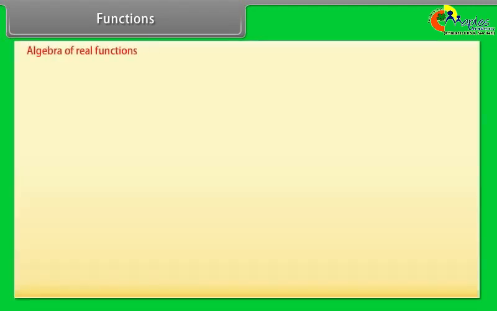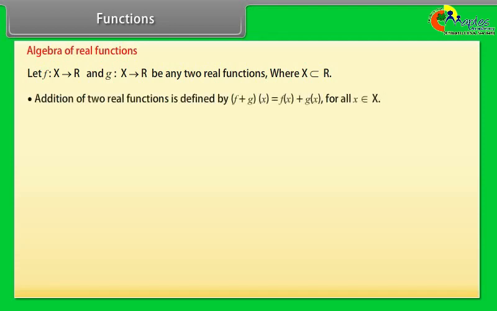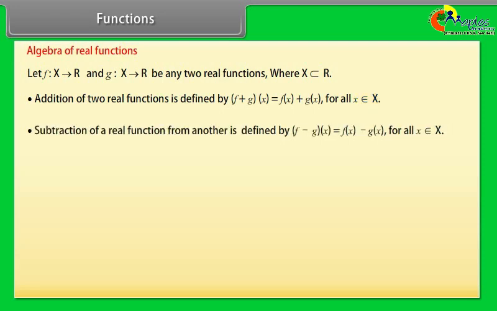Functions. Algebra of real functions. Let f is a function from X to R and g is a function from X to R be any two real functions, where X is a subset of R. Addition of two real functions is defined by f plus g of x is equal to f of x plus g of x for all x belongs to capital X. Subtraction of a real function from another is defined by f minus g of x is equal to f of x minus g of x for all x belongs to capital X.